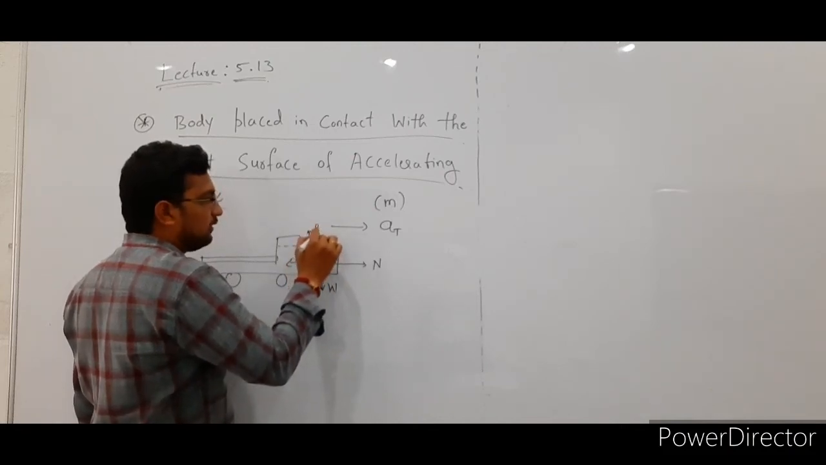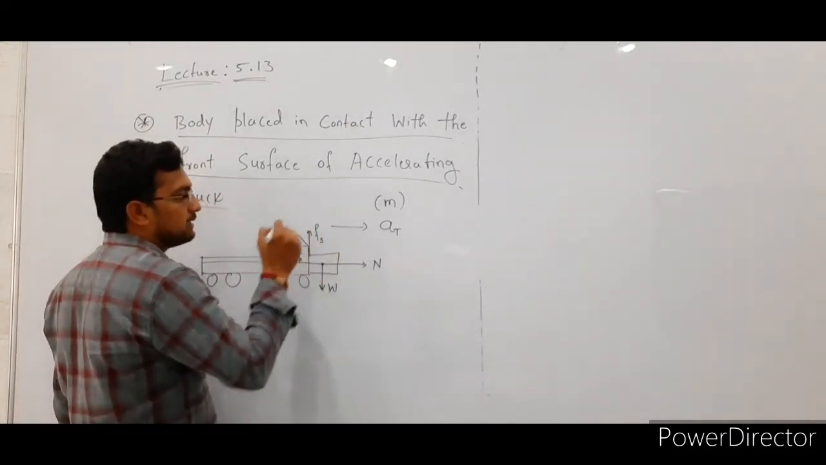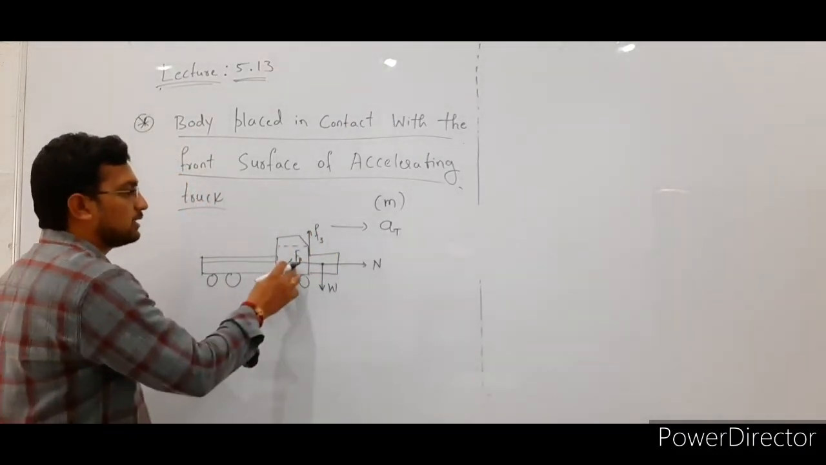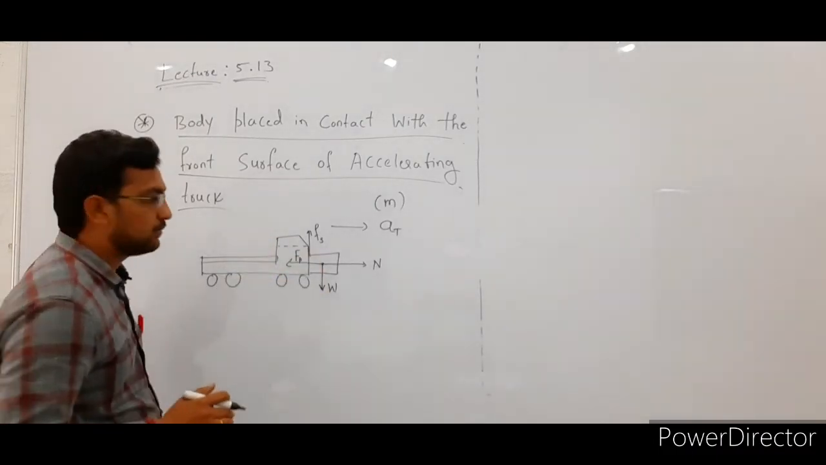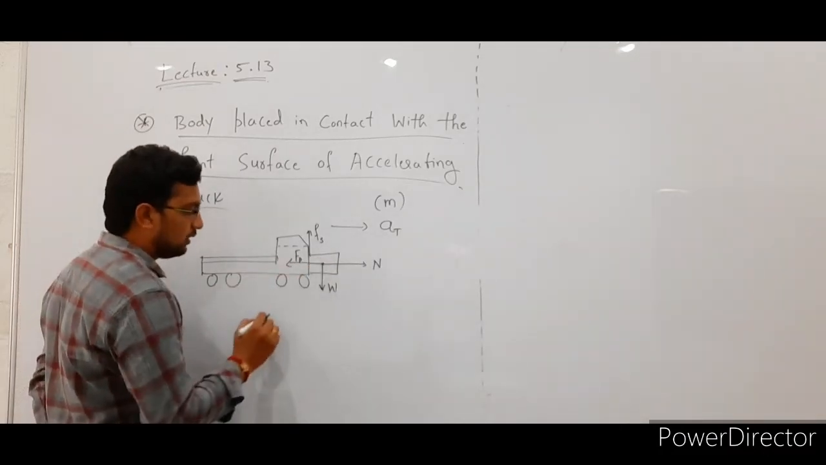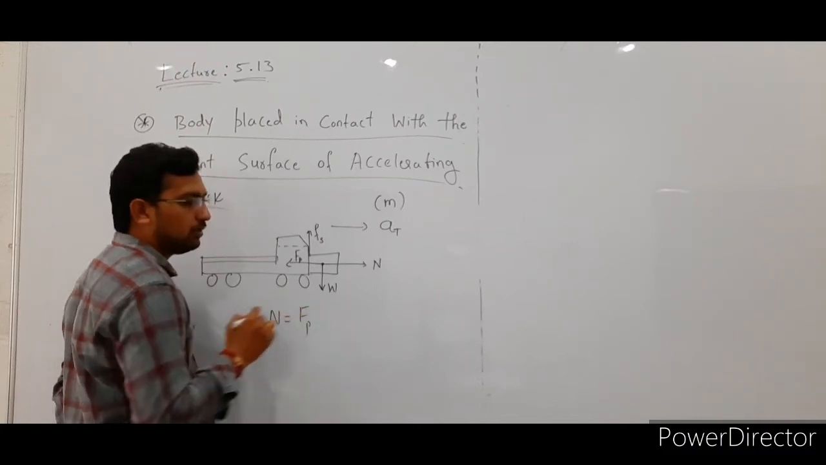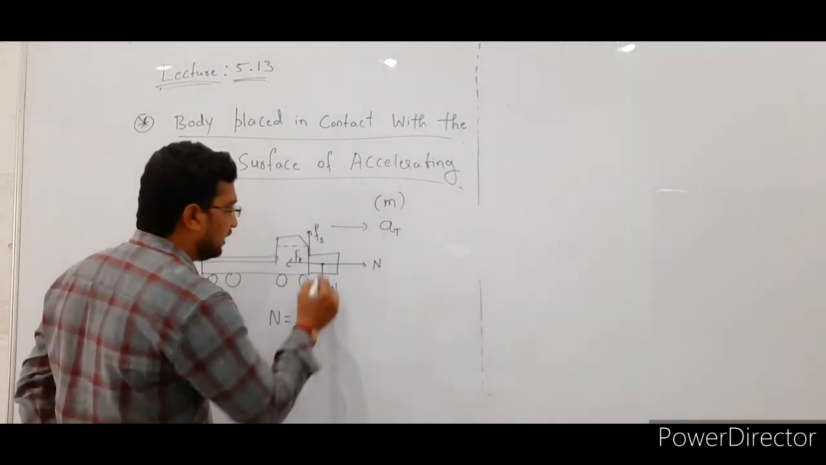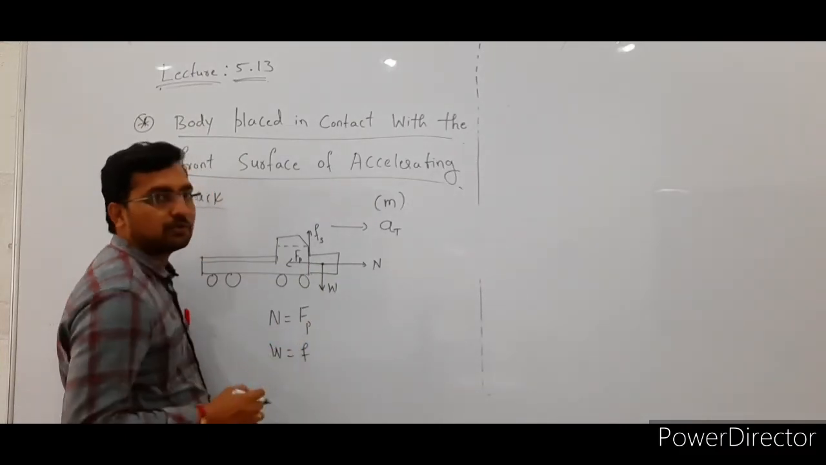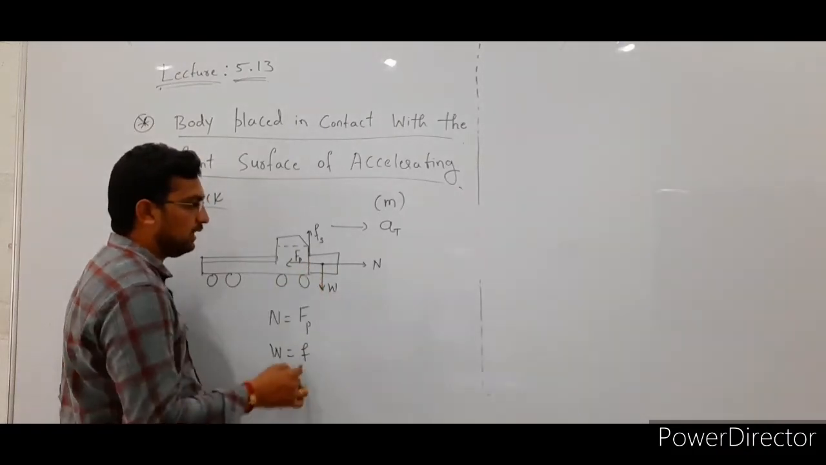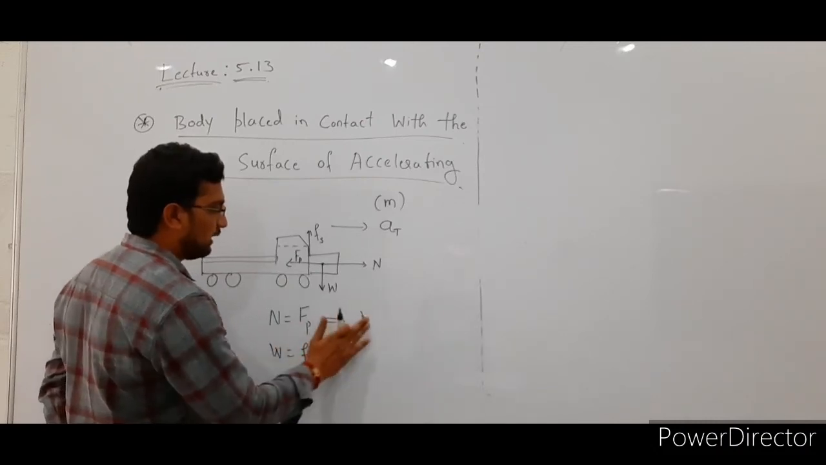And this is a friction force, acting in this direction. So this is F_s, the static friction between the front face of the truck and the block. In this case, this system is in equilibrium. So the normal force acting on this system is equal to the pseudo force, F_p. After that, the weight of the block is balanced by the friction force. So from this, N is equal to F_p.